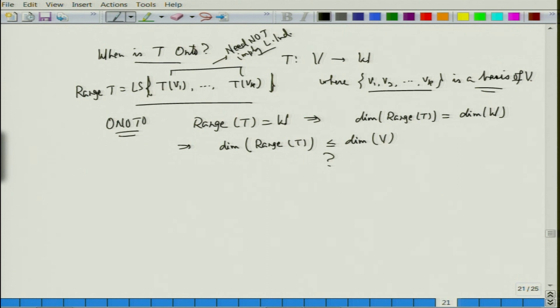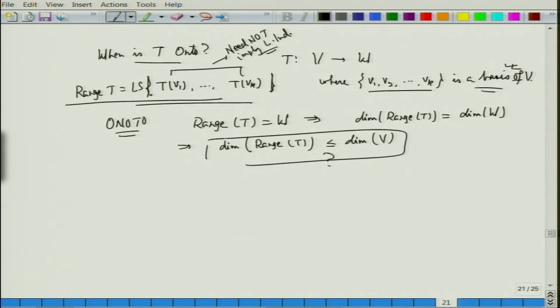If it does not have linear independence, the dimension of this will be less than or equal to k, and what was k? K was the dimension of V, all right. So, therefore, this is true, and hence I can think of onto. So, onto comes into play only if the dimension of W is less than or equal to the dimension of V. Is that okay? As such, I cannot guarantee anything, I can only say this. Fine.